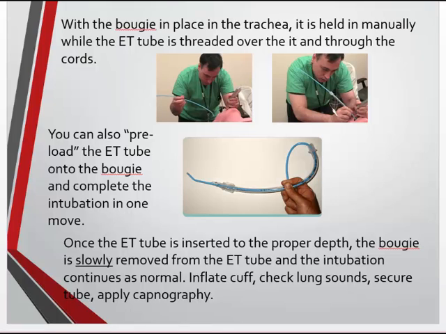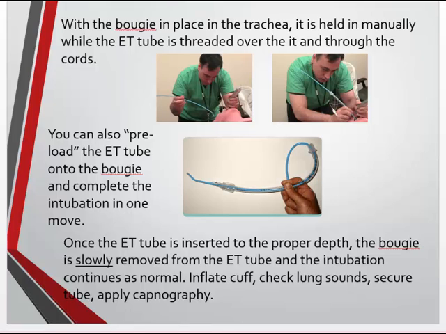You can do this two ways. You can actually put the bougie in first and then feed the tube over, or you can preload the bougie into the ET tube. And this is really a style preference, whatever you prefer to do. Either way, this is going to work. But in one way, you're putting this in and then you're feeding the tube over it. And the second way, you're actually doing it all at once.